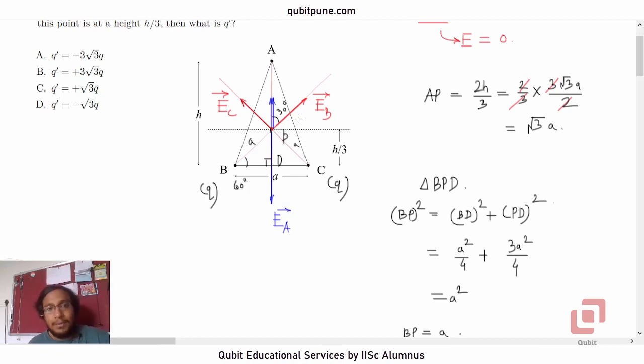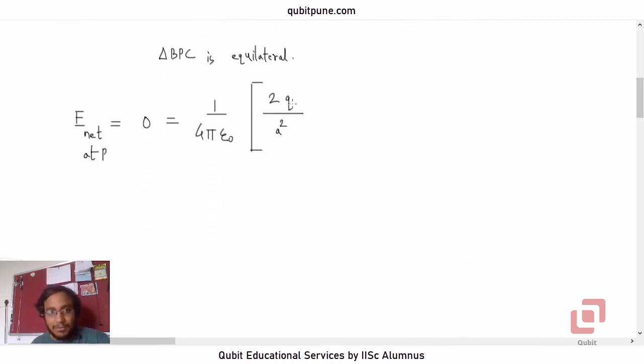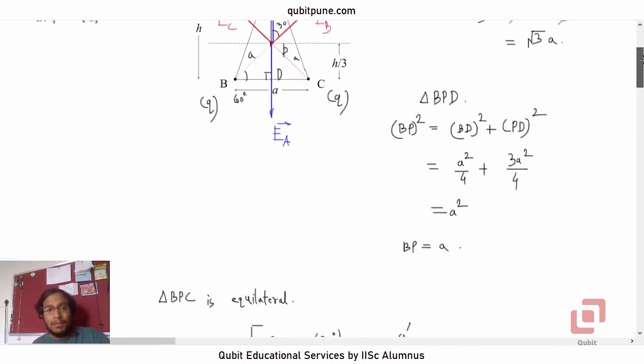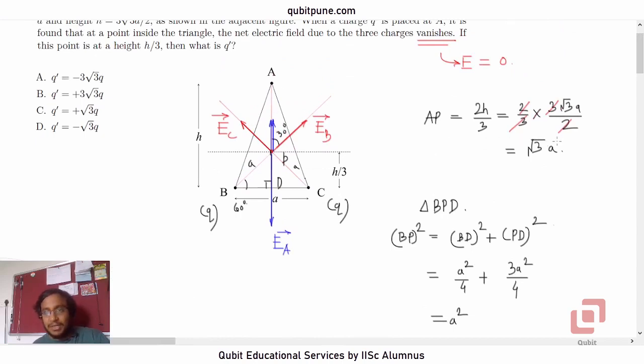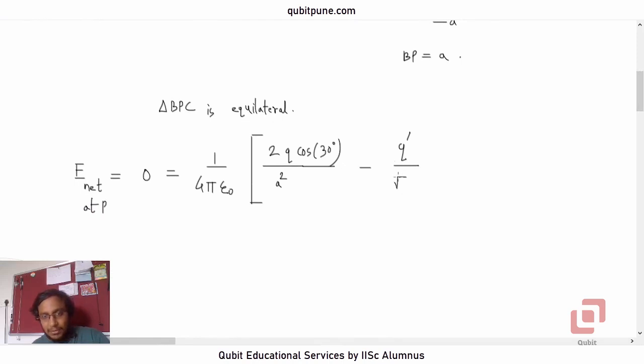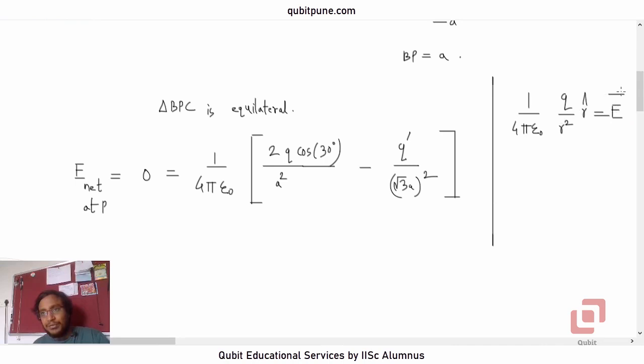So which component do we want now? We want the cosine component, cos 30. So 2q cos 30. Now these fields will be pointed upwards, so minus Q prime into, what is the distance AP now? We have already calculated it, it is root 3 a. So we have to just square it, root 3 a squared, equal to 0. I hope you know what formula we are using here. We are using 1 upon 4 pi epsilon naught q by r squared r cap as the electric field produced at a point r from a point charge q. r cap is the unit vector. Now this thing will be 0 only because of the bracket, because 1 upon 4 pi epsilon naught can't be 0.